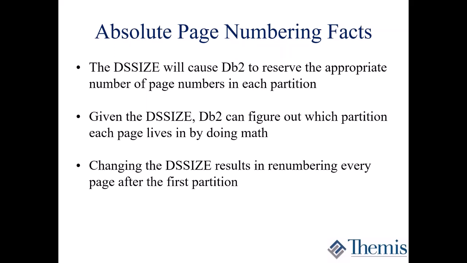Okay. And if you alter the DS size, this is something else I didn't understand until more recently. Altering the DS size prior to version 12 with relative page numbering requires a deferred change and it requires a reorg of the entire table space because you just blew the page numbering scheme out of the water. It has to go renumber everything. Right? So it has to reserve more pages in each partition.